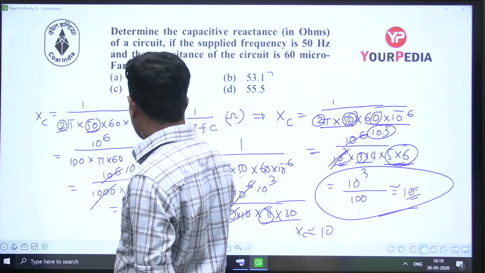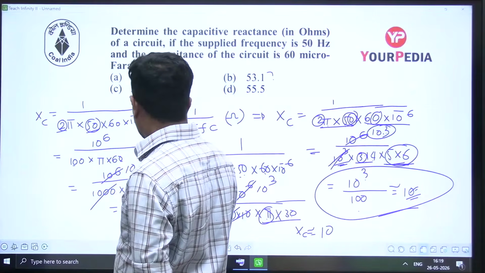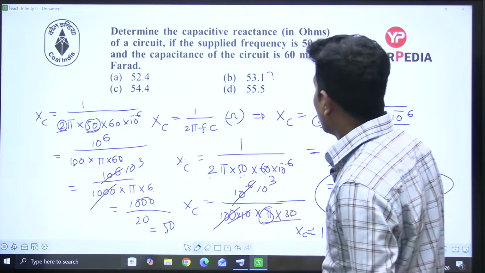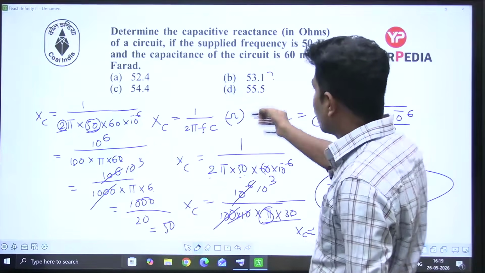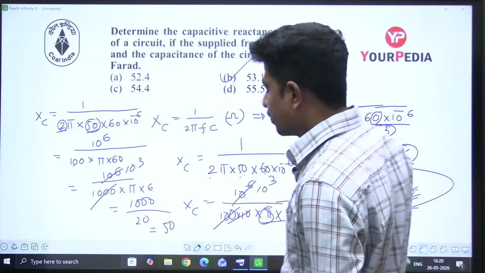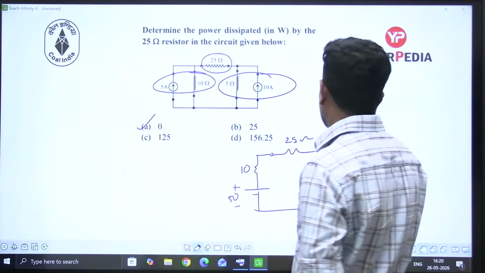3 point something into 6, around 20 I will be getting. So around 50 I have to get, but all options are very nearby, so you have to divide it. Okay, option B only correct. Leave it off. Now here the answer is 0.